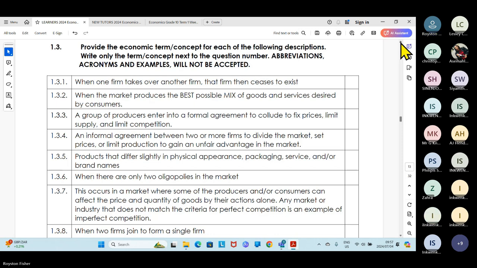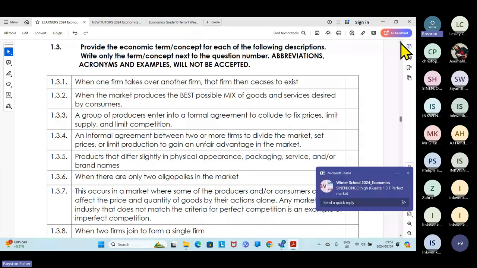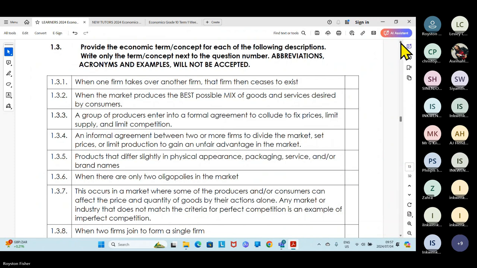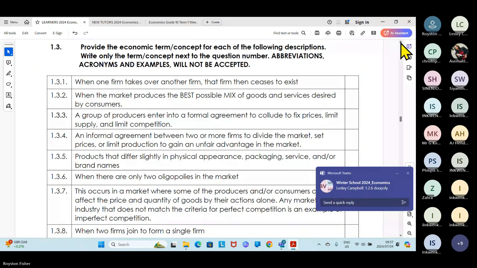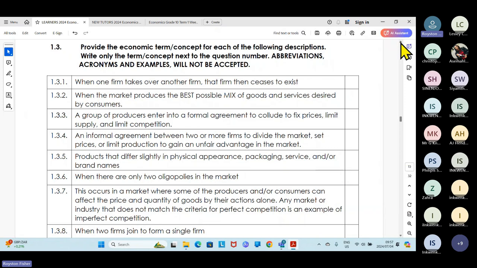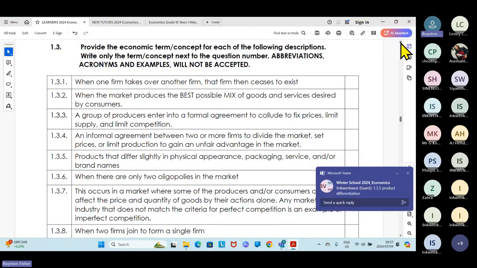1.3.6. When there are, sorry, when there are only two firms in the market. St. Andrews says that it is a duopoly. As well as Santa Claus, a duopoly. As well as Leslie C says it's a duopoly. That's from Bauhaus. And you're all correct with the duopoly.